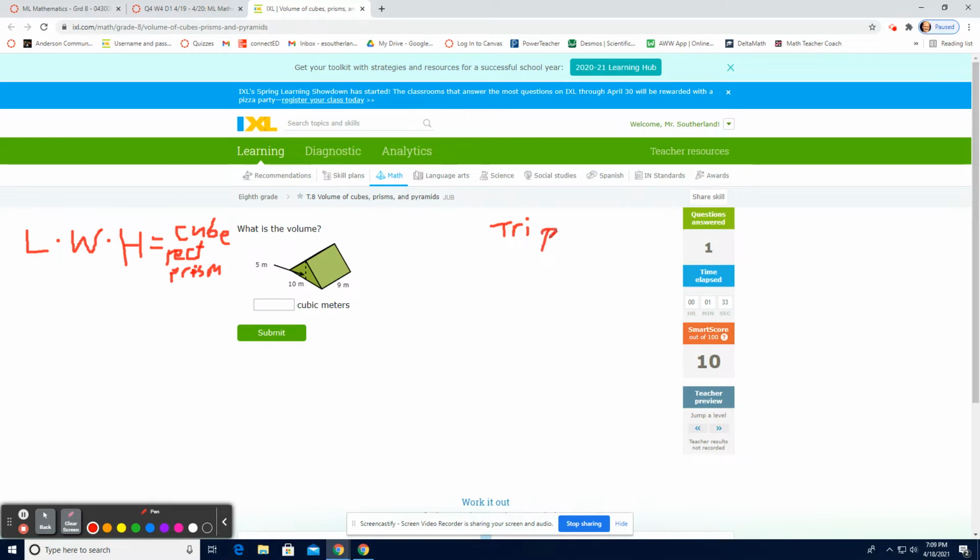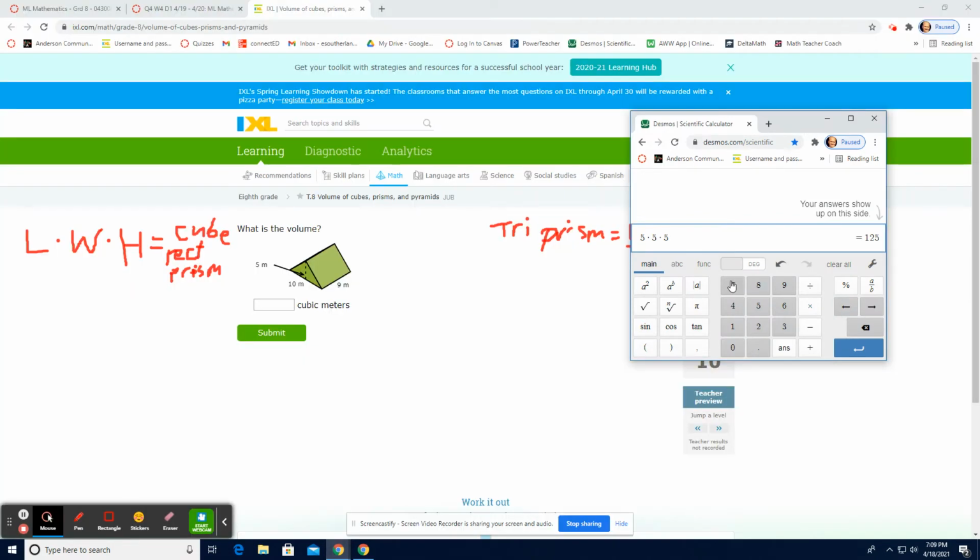Its equation is very similar, except it is going to be length times width times height and then divide by 2. So 5 times 10 times 9 and then divide by 2. You're just going to use a calculator for it as well. We've got 5 times 10 times 9 divided by 2, 225.